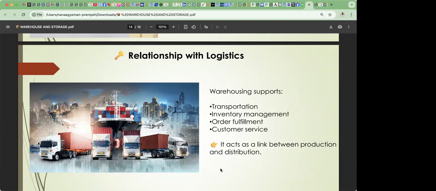Okay, so warehouse actually supports transportation, as we indicated, inventory management, order fulfillment, customer service, and even other logistics activities like packaging. You can talk about transport management, inventory management, order fulfillment, demand management, and all that. There is a relationship between all of them because warehousing has to support all this for their mandates to be established.